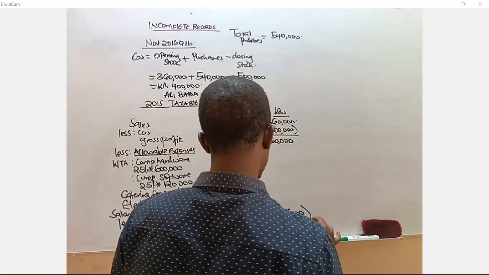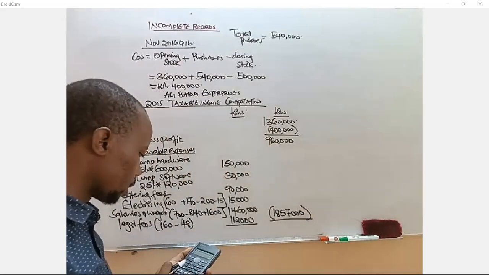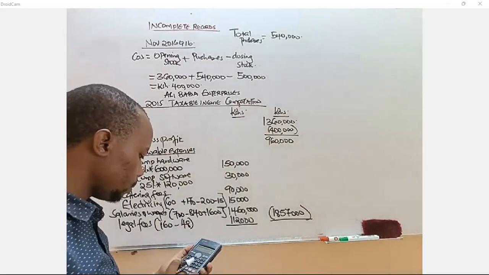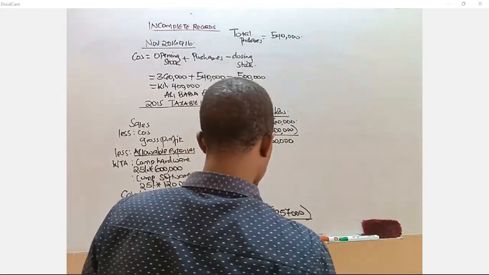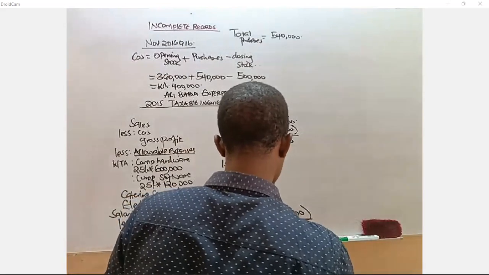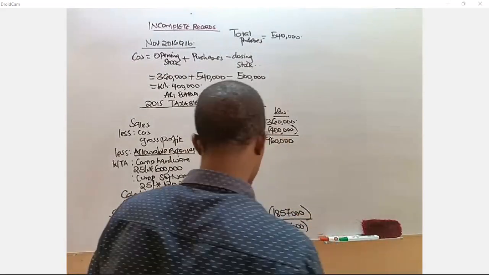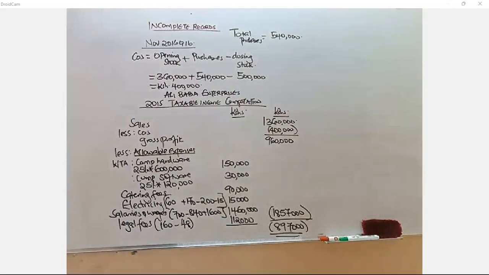When you're subtracting here, we are going to be getting the business loss at the end of the day, which equates to 897,000. This is a loss. That is your loss there. Now, in this case, it should be called the business loss.